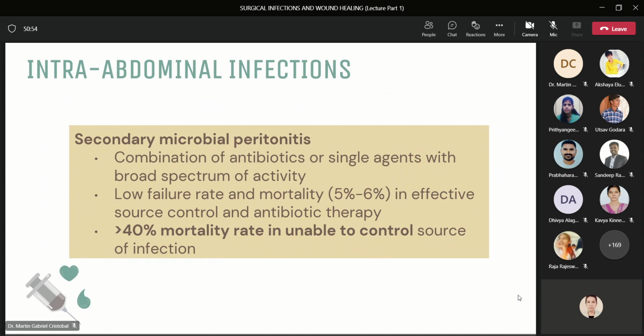Effective source control and antibiotic therapy is associated with low failure rates and a mortality rate of 5 to 6%. We have a mortality rate of more than 40% if we are unable to achieve source control.